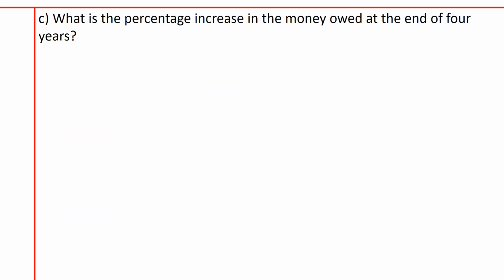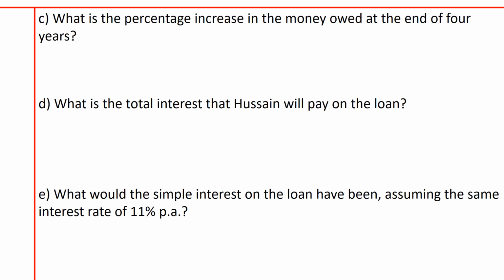Okay. Part C says, what is the percentage increase in the money owed at the end of the 4 years? So the key part here is, what is the percentage increase? Now I'm going to use that repeated percentage increase and decrease method. I'm going to put that percentage increase to the power of 4. This means, remember, I've got 0.51807 more than 1, so we've got a 51.81% increase there.